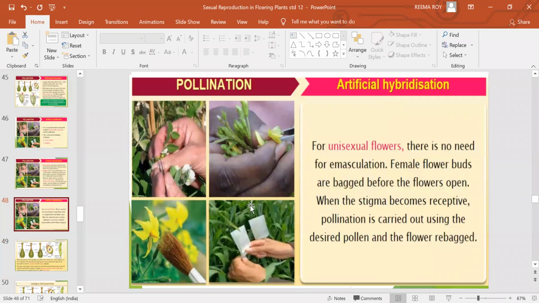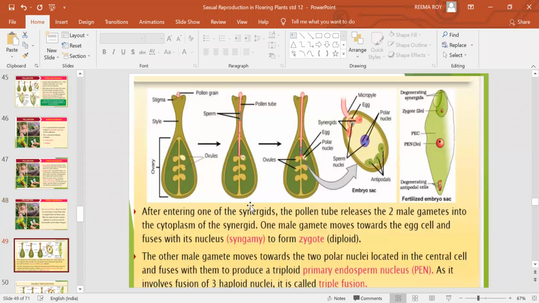So this was about bisexual flowers. Now we are going to talk about unisexual flowers. There's nothing much. There will be no need of emasculation because the flower is either male or female. So female flower buds are bagged before flowers open. When the stigma becomes receptive, pollination is carried out using the desired pollen and the flower is again rebagged. Okay, as simple as that.